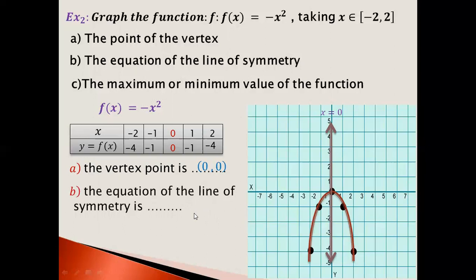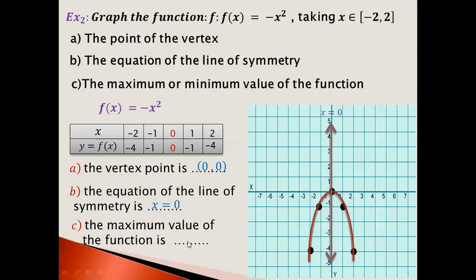And the equation of the line of symmetry. As we said before, the line of symmetry is the line which divides the curve into two equal parts. So this is the line of symmetry, and it cuts the x-axis at the element 0. That means the equation of the line of symmetry is x equals 0 because it cuts the x-axis at the element 0.